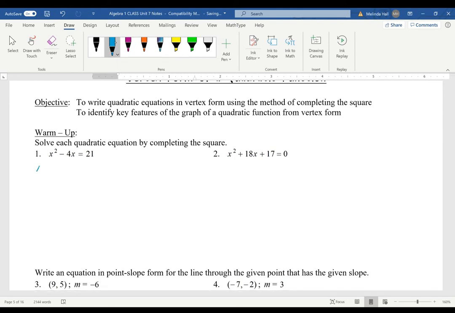So remember, this is the one where when you're doing it, you kind of just leave yourself a little blank space, because you're going to be adding something to both sides. And what you're trying to do is to make this a perfect square trinomial.